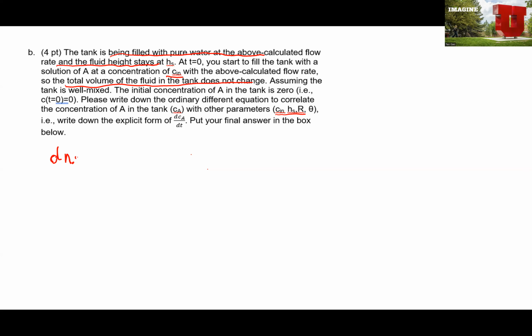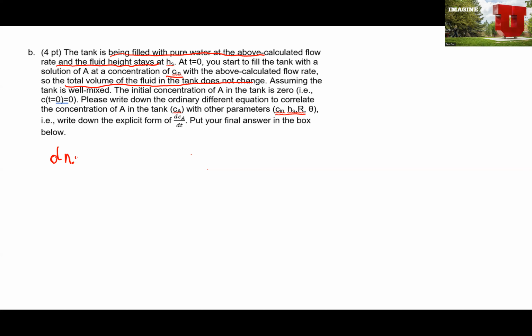If you plug it back, you have to make some rearrangement. You have dCa/dt equals, just divide by V on the right, Ce V in over V minus Ca V out over V.